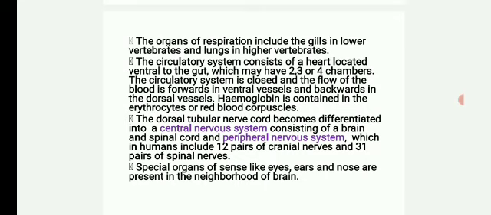Next point. The dorsal tubular nerve cord becomes differentiated into a central nervous system or CNS consisting of a brain and spinal cord and peripheral nervous system or PNS, which in humans include 12 pairs of cranial nerves and 31 pairs of spinal nerves. Next point. Special organs of sense like eyes, ears and nose are present in the neighborhood of brain.